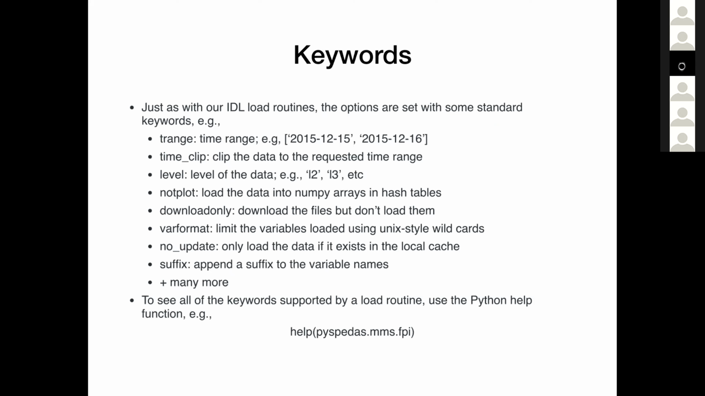And we also have a keyword time_clip, which clips the data to the requested time range. By default, most load routines will go out and find all the data files that have data within your requested time range and dump the entire data files in. And we don't time clip to the requested time range by default because it can take a lot of time to actually do that time clipping. Some load routines do set time clip by default though. And that's really controlled by the instrument teams. Some of them prefer to time clip by default.